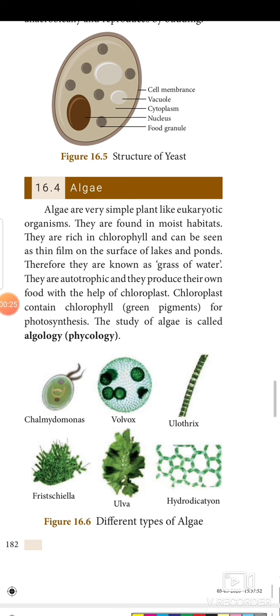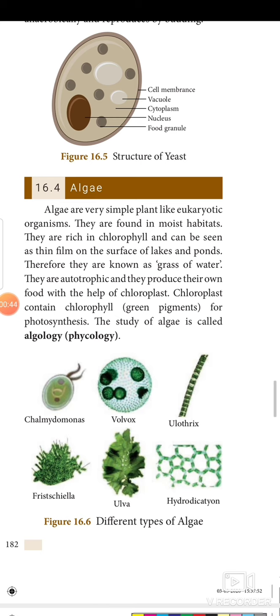Algae are very simple plant-like eukaryotic organisms. You know the meaning of eukaryotic organism. They are found in moist habitats. They are rich in chlorophyll so that they can prepare their own food. They can be seen as a thin film on the surface of lakes and ponds. Therefore, they are known as grass of water.